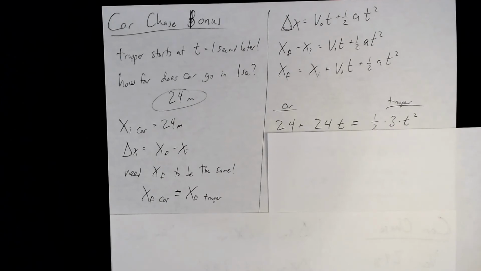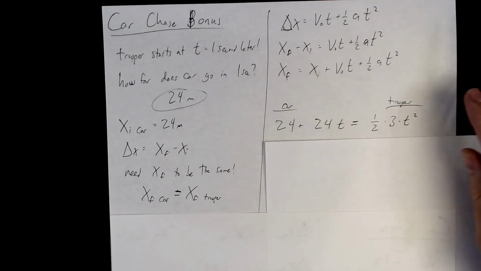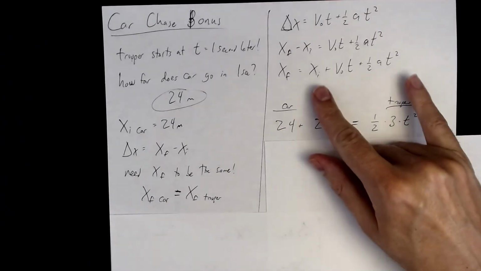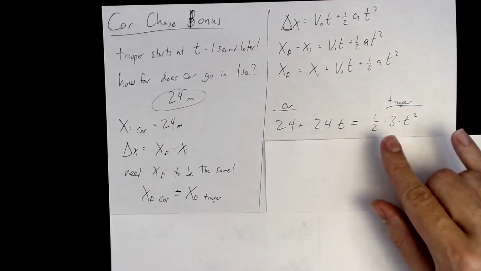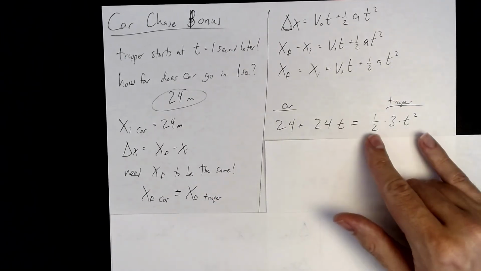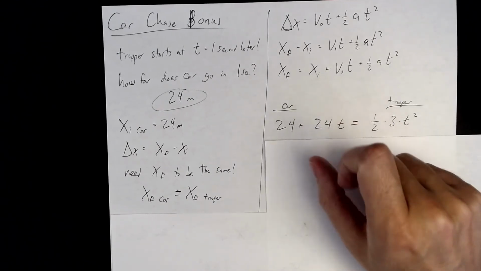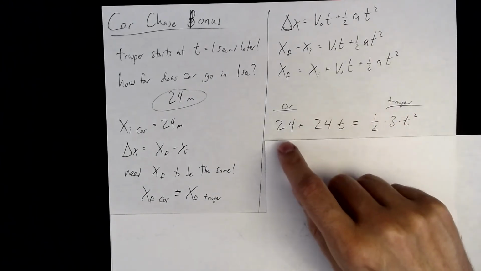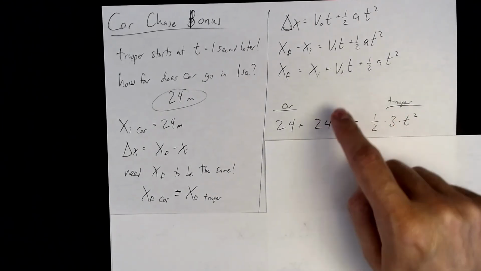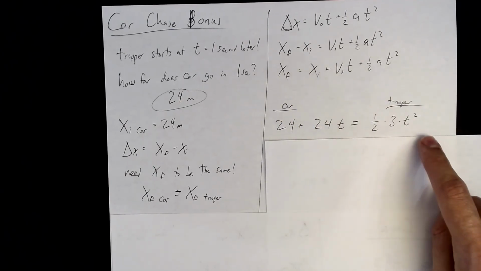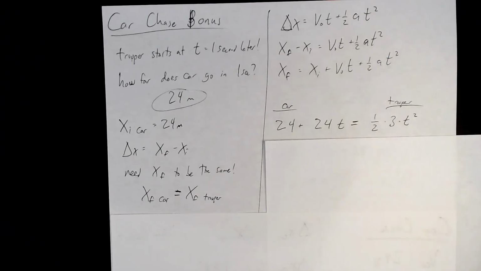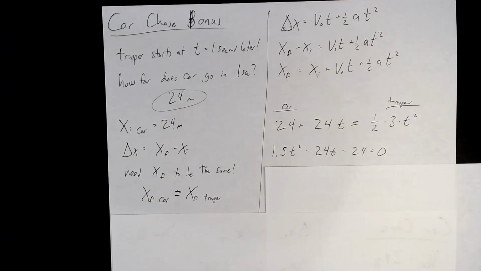Okay, we can do this the exact same way we did it before, recognizing that the x finals need to be the same. So over here, we've got x final car, and over here we're going to have x final trooper. X final car, well, we've got this extra x initial there, so that was 24 plus 24t there, and then x final for the trooper, there's none of that going on, so it's just 1/2 times 3 times t squared. And now you have to do the quadratic formula.